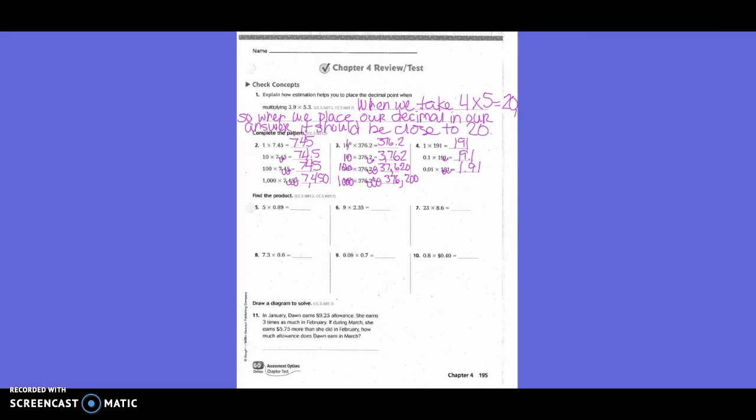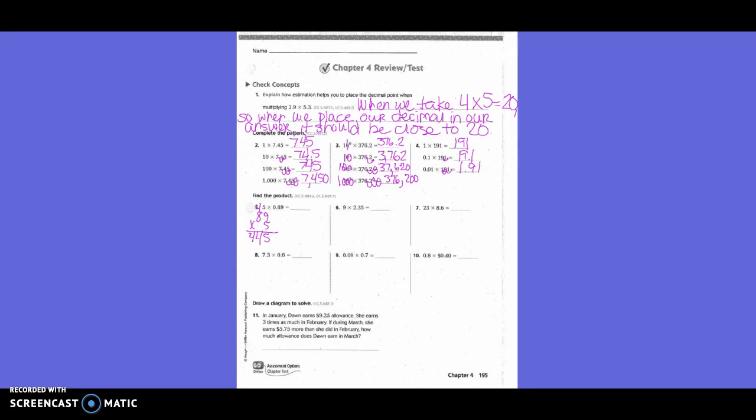Okay. Find the product. So when we see 5 times 89 hundredths, what are we going to do, guys? We're going to pretend like there's no decimal, and we are going to rewrite it as 89 times 5. So what is 5 times 9? 45. So I'm going to put a 5 and carry my 4. What is 5 times 8? 40 plus 4 is? 44.